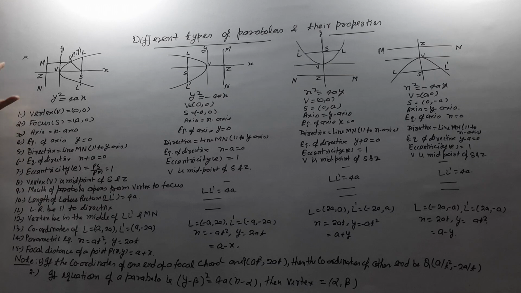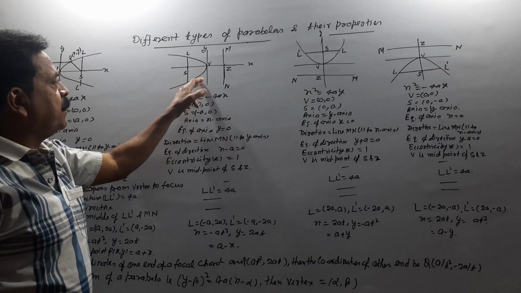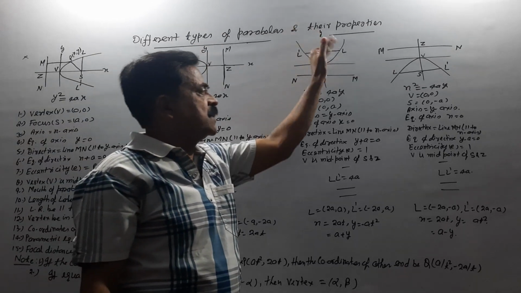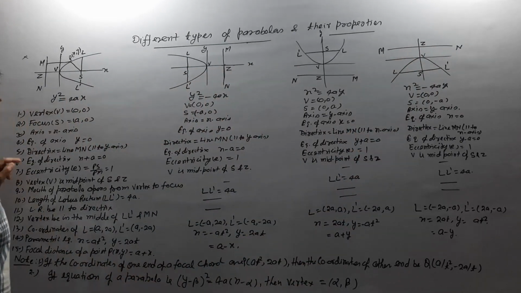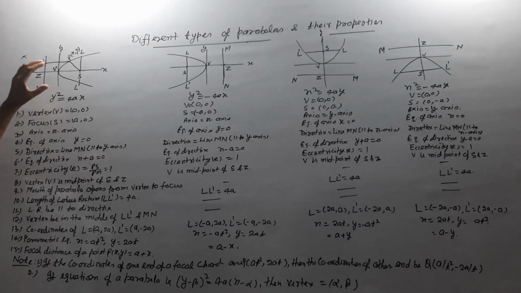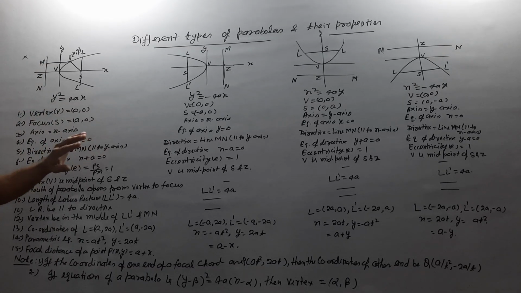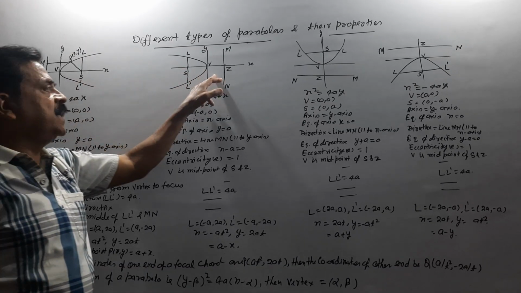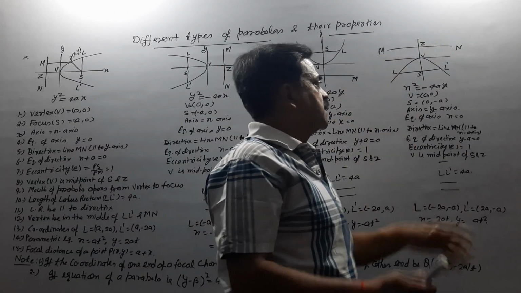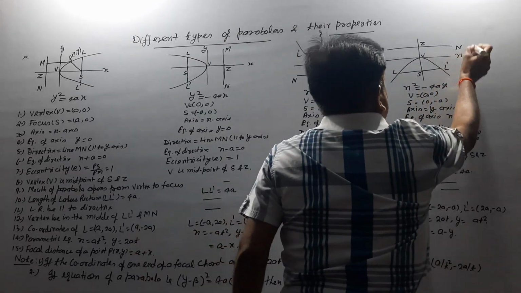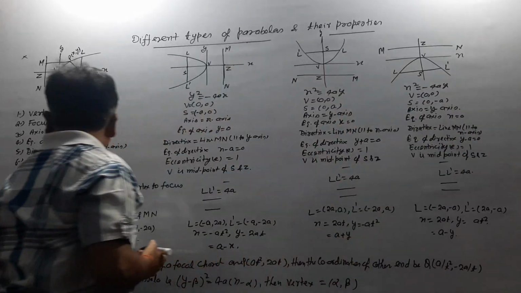Directrix, as we know, is a line parallel to the y-axis. This line MN is the directrix of this kind of parabola, and the directrix of this kind of parabola is MN. The directrix of this kind of parabola is MN, and similarly here MN. The directrix is a line parallel to the y-axis in these cases, and parallel to the x-axis in these cases.